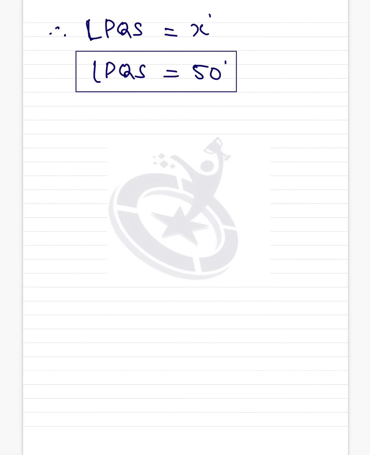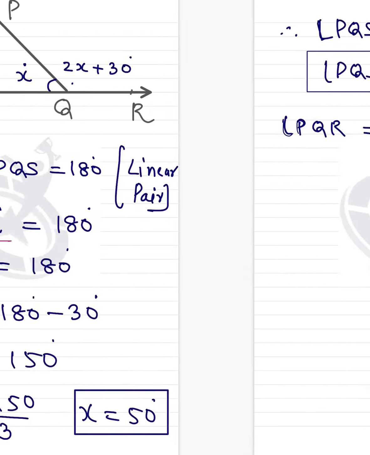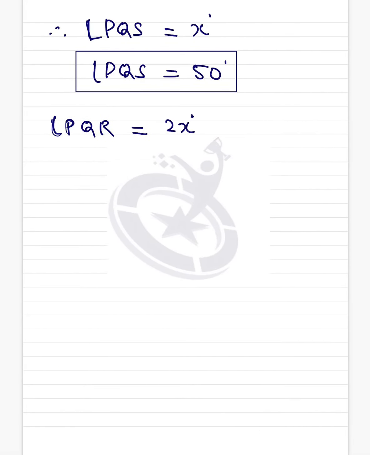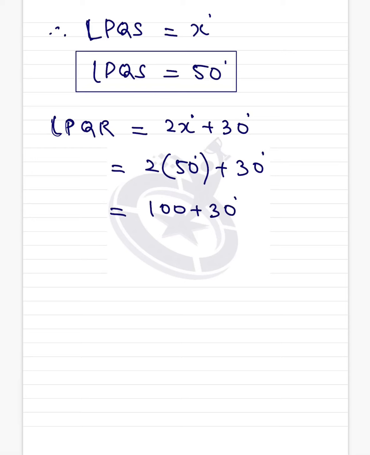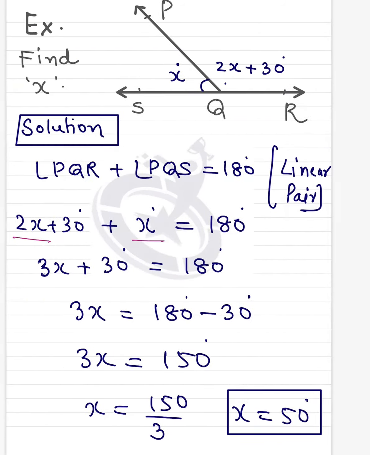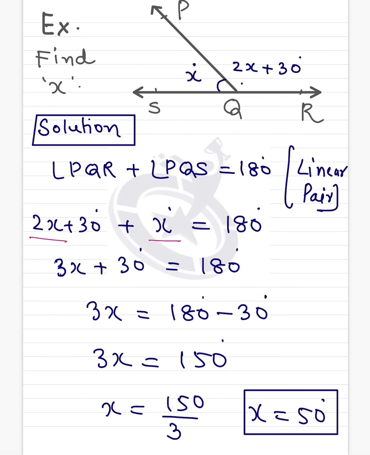So you can say angle PQR is equal to 2x plus 30 degrees. You can put the value of x here. So 2 into 50 plus 30 degrees. So 2 into 50 is 100 plus 30. That will become 130 degrees. Clear? So angle PQR is equal to 130 degrees. Clear? So when two angles are in a linear pair, the sum is equal to 180 degrees.